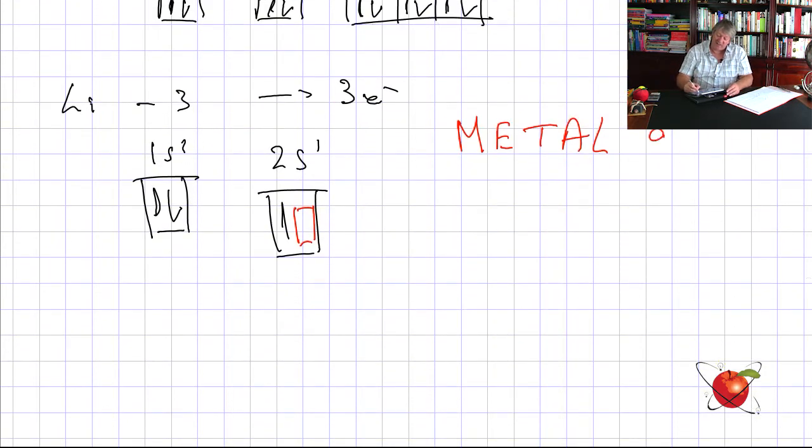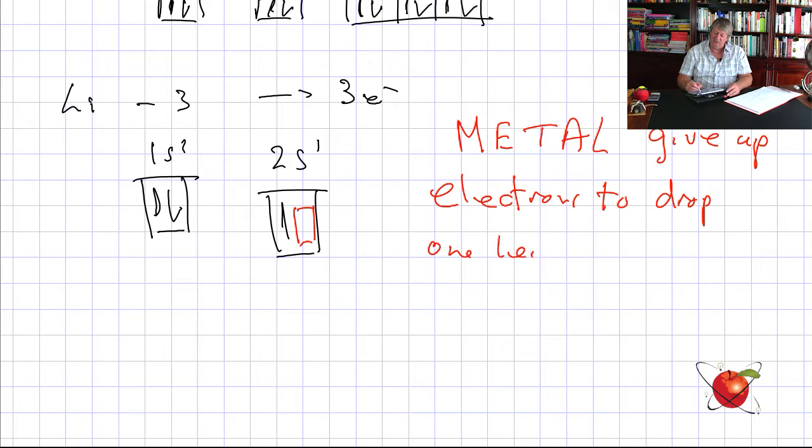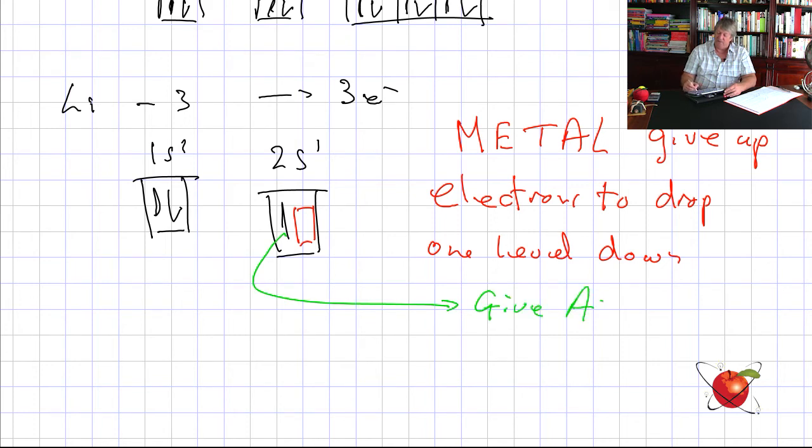Metals give up electrons to drop one level down. So let's have a look. In this case, I'm giving away an electron. So this electron I give away. Don't I? I'm giving it away. Then I'm full.